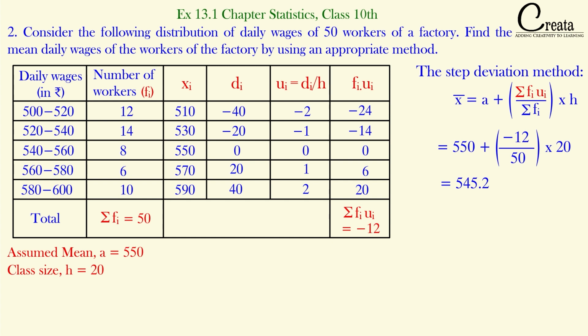545.2. That is the answer. Got it? And why we have used this specific approach, that is the step deviation method, because our calculation became much easier. Okay? So we are done with this question. Let's move to the next question.